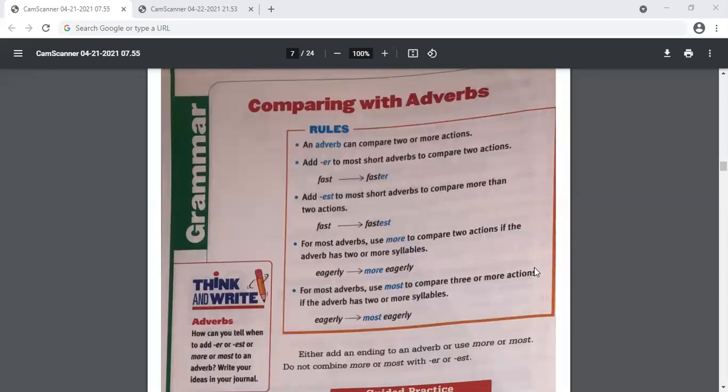And it's very important, guys, to note that just like with adjectives, you either add an ending to an adverb, so you either add er or est, or you use more or most. You can never combine the two together. So you can't say more faster or most fastest.